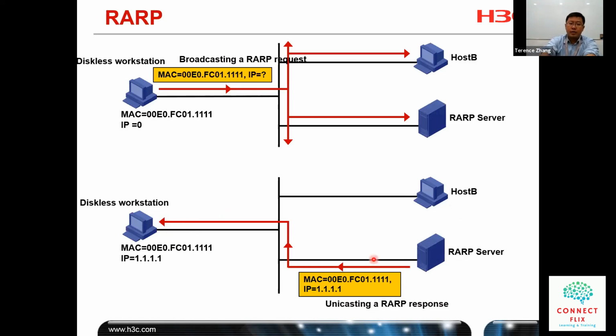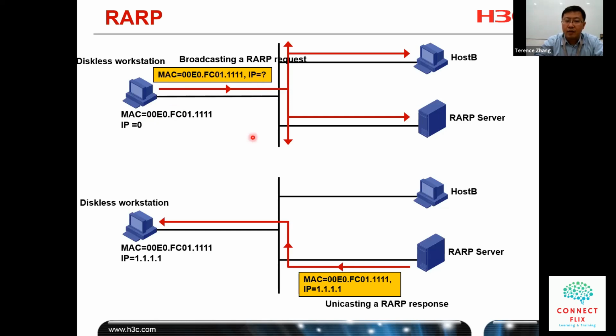RARP is the reverse ARP, right? The function is: I know the MAC address, but I want to know the IP. This is the only difference. So the device sends out a frame saying, the MAC is this, what IP is it? You may have a question: this use of reverse ARP is really strange, right? In what situation do I have the MAC but not know the IP?